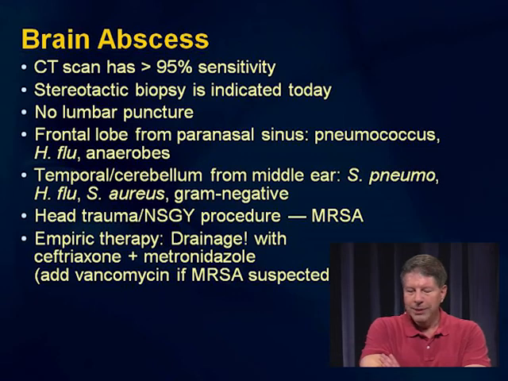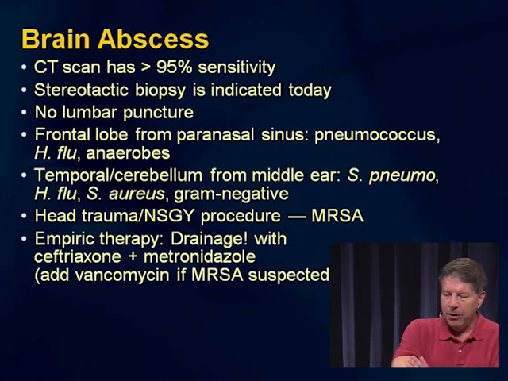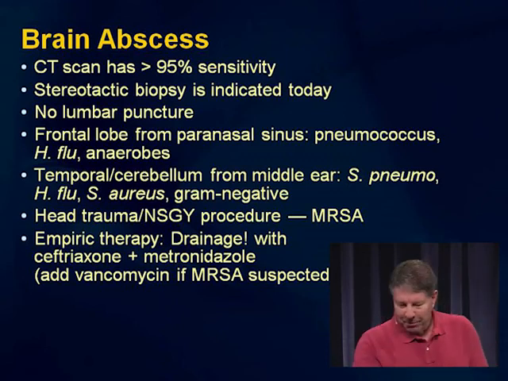Today, what you want to do is a stereotactic biopsy. You want to go in and have the neurosurgeon do a stereotactic biopsy to help you figure out what the organism is. You don't do an LP in someone with a brain abscess. Depending on where it is, you can maybe get some help from the organisms, but pretty much they're all the same organisms, right? So that doesn't really help a lot. If they've had a neurosurgery procedure, then you worry about MRSA. The key thing is drain it if you can, and then put them on ceftriaxone and metronidazole. And vancomycin if MRSA is suspected.